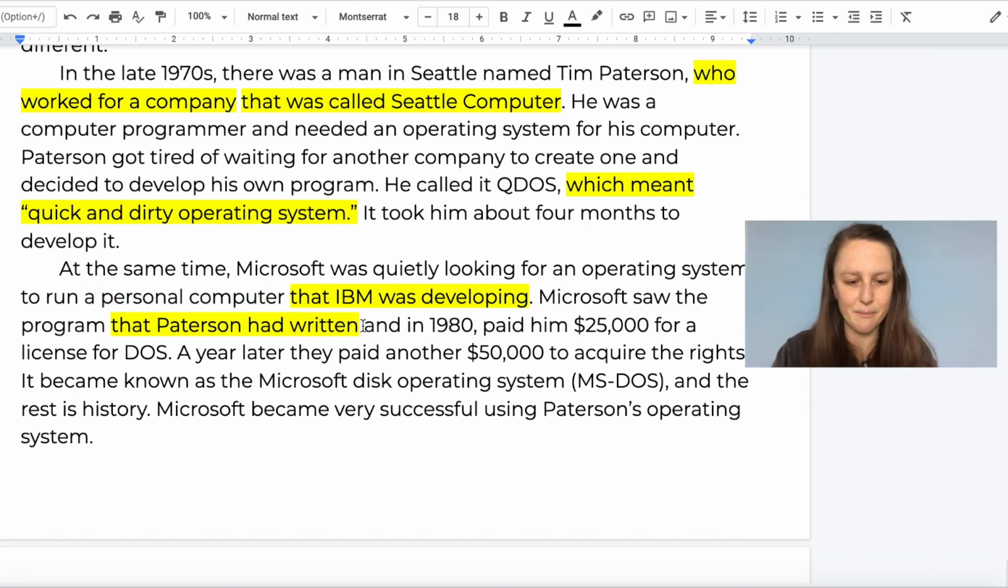All right, and our last example, that Patterson had written. Microsoft saw the program that Patterson had written. So we have our verb, had written, and we look for the subject of that verb. The subject of this verb is Patterson. Patterson had written the program. So if we have our subject here, we know that this is the object of the clause. The relative pronoun is the object of the clause. And we know that it replaces the noun, the program. Patterson had written the program. So again, we can see that this relative pronoun is replacing the object of the sentence.